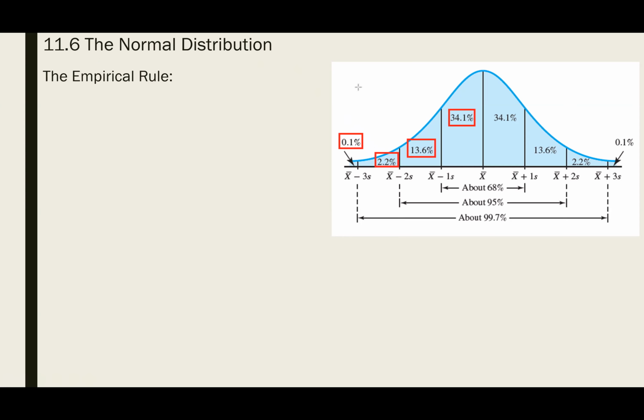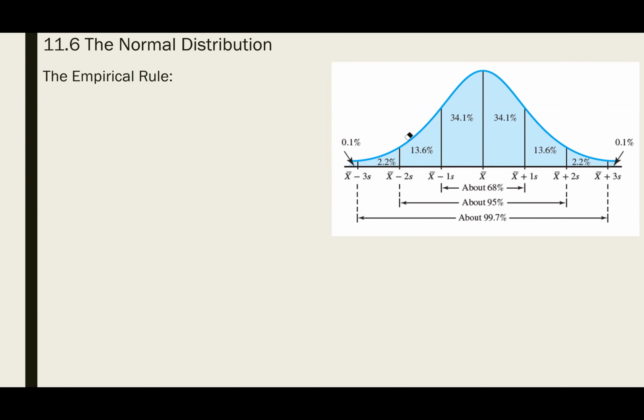What does that mean? That means that if we have this bell-shaped curve, there is 50% of the data below the average. This is the mean, this is the average. There is 50% of the data below the average, and 50% of the data above the average. This is what the empirical rule tells you.